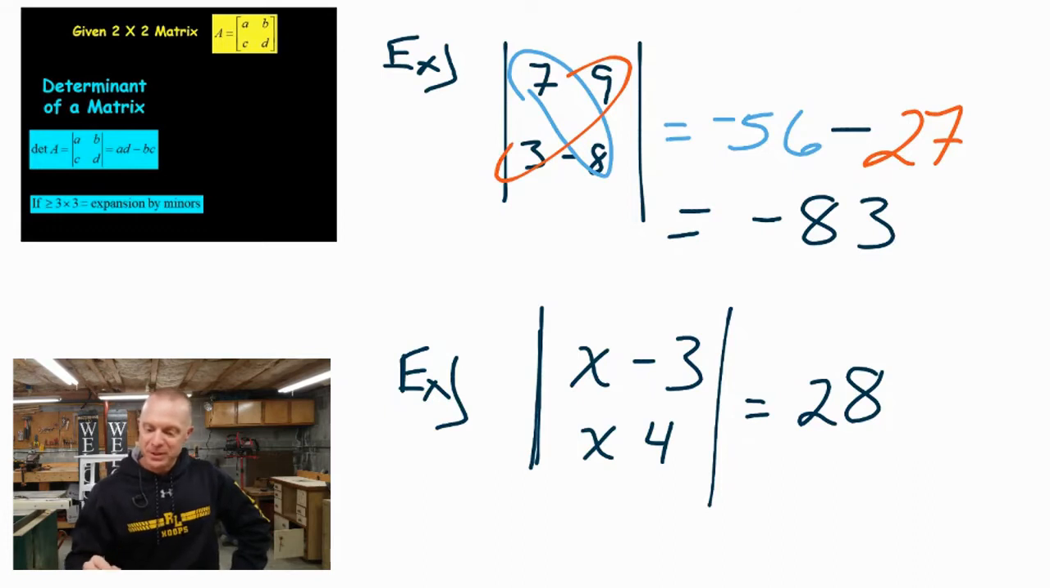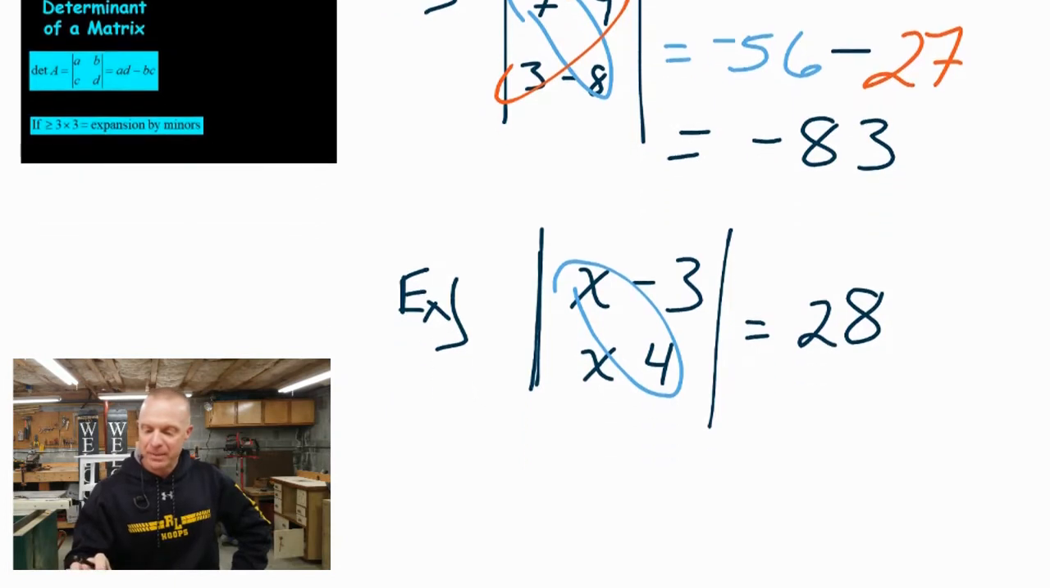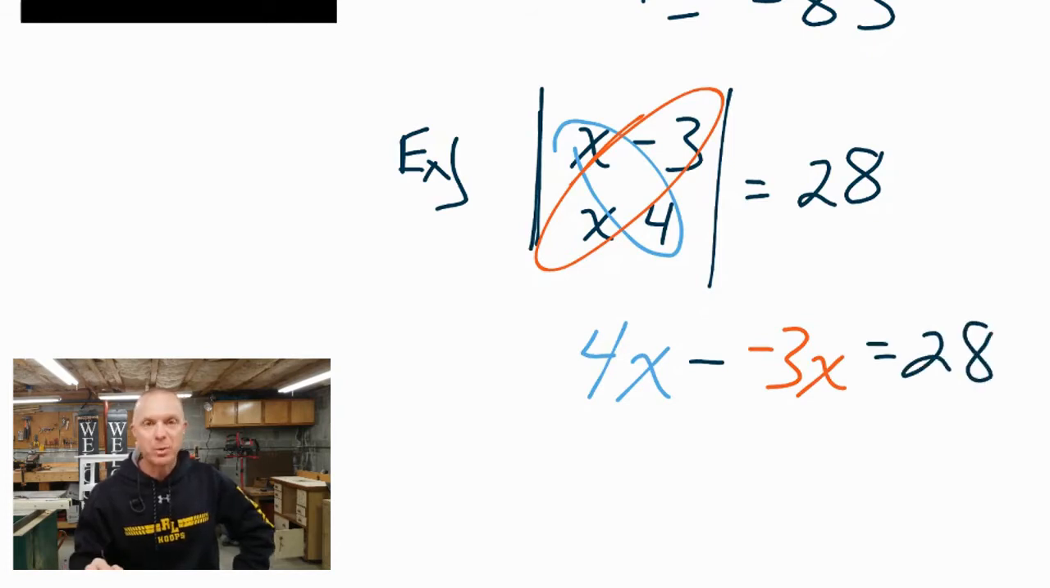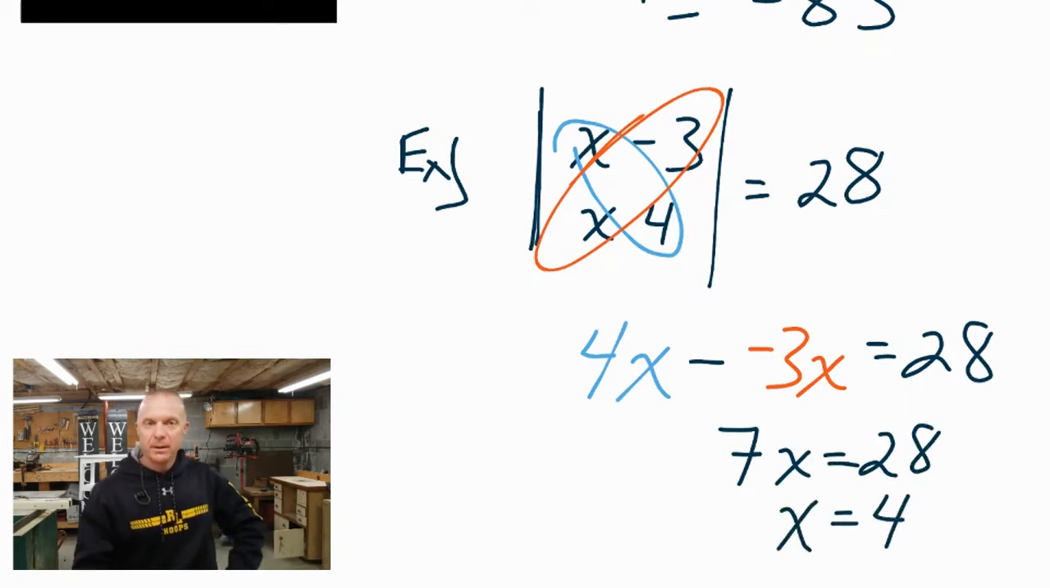How'd you do? Did you follow the same rule? Did you multiply the primary diagonal? That would come out to be 4x. And did you put a subtraction sign in? There's always a subtraction sign in the determinant. Multiply the secondary diagonal, we get -3x. And that's supposed to equal 28. All right, so of course 7x equals 28. And we just solve for x. Not too bad. Kind of easy little formula for 2 by 2.